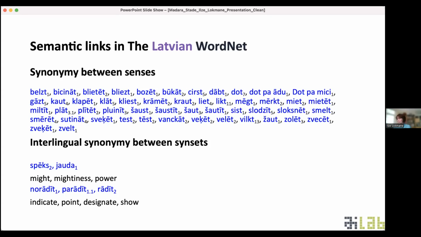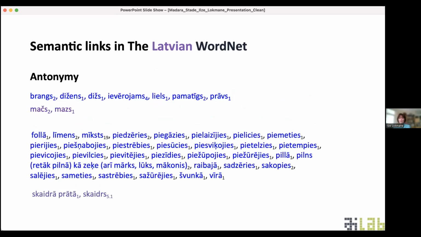Then we have two examples of interlingual synonymy between synsets. Spēks un jauda corresponds to the English synset might, mightiness, power, and norādīt, parādīt, rādīt, or the respective meanings or subsenses of these words correspond to the English synset indicate, point, designate, show. The next one. So the next, all the other links exist between synsets as wholes.